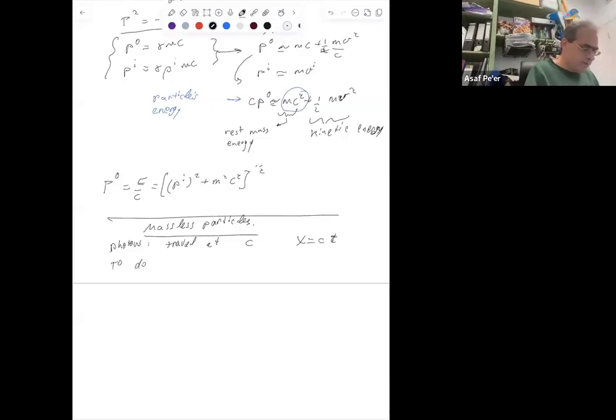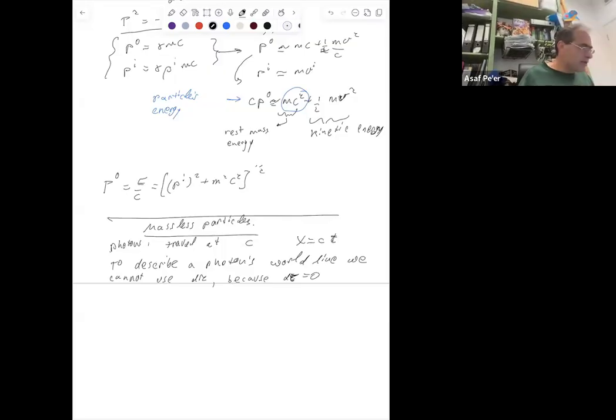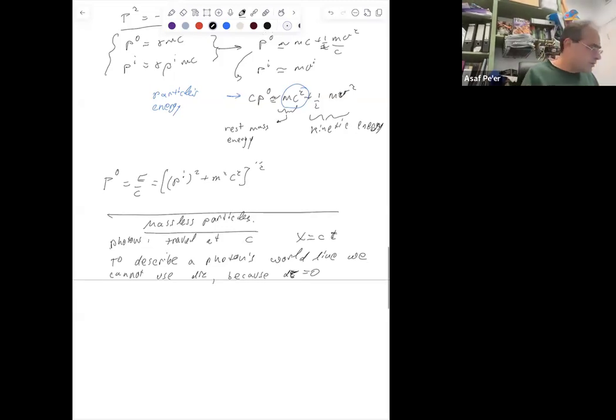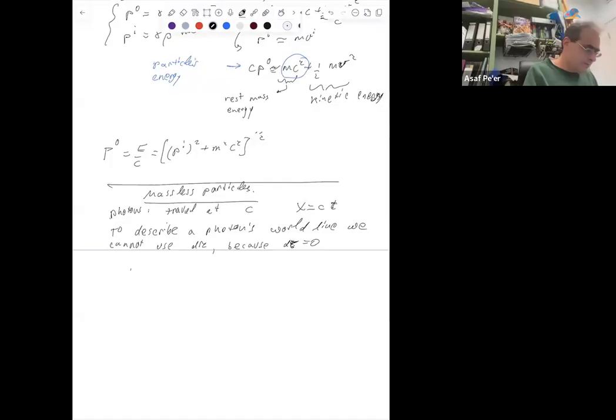To describe a photon's world line, we cannot use d tau, because d tau is equal to 0. So we must choose a different parameter. You can call it whatever you want, call it lambda. And then we can say that u mu is dx mu over d lambda. Lambda is just a parameter.